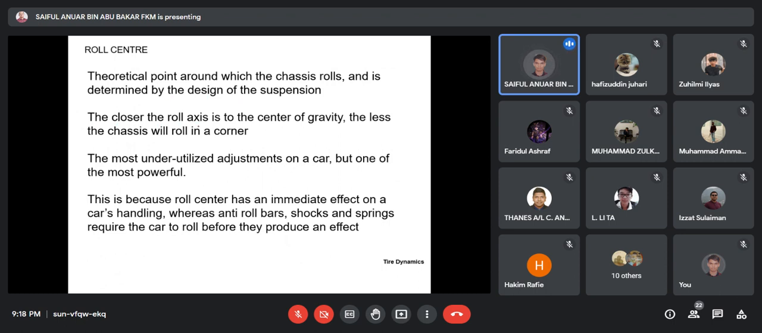The closer the roll center to the center of gravity, the less the chassis will roll in the corner. It is the most underutilized adjustment on the car, but one of the most powerful. This is because the roll center has an immediate effect on the car's handling, whereas anti-roll bars, shocks and springs require the car to roll before they produce an effect. It is the most underutilized adjustment because it cannot be adjusted based on the calculation we did using the MATLAB simulation. It needs to be adjusted in multi-body simulation software.